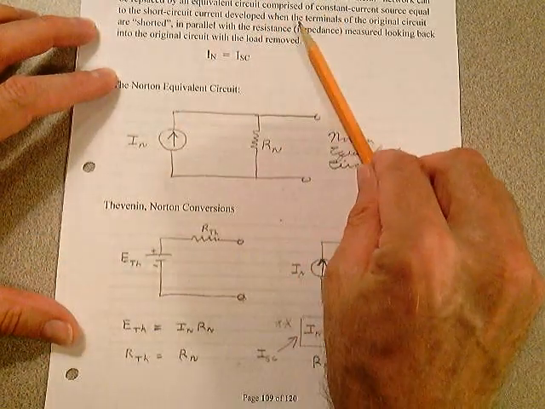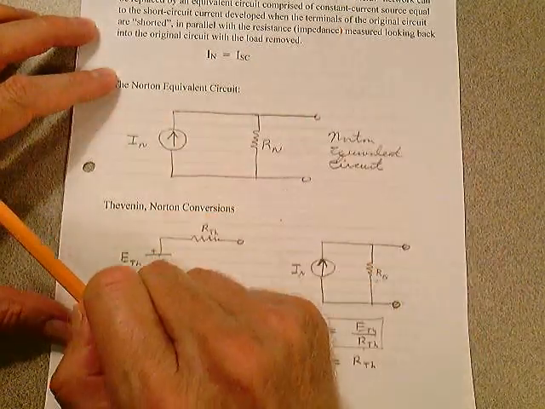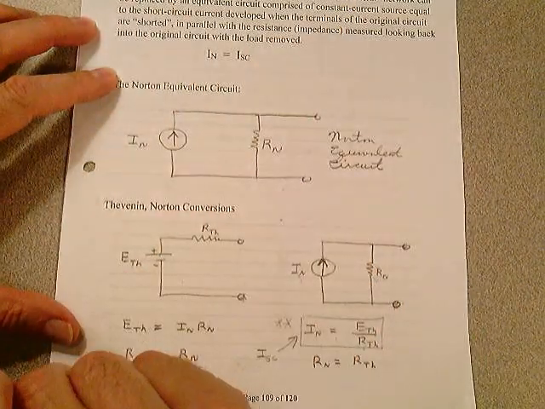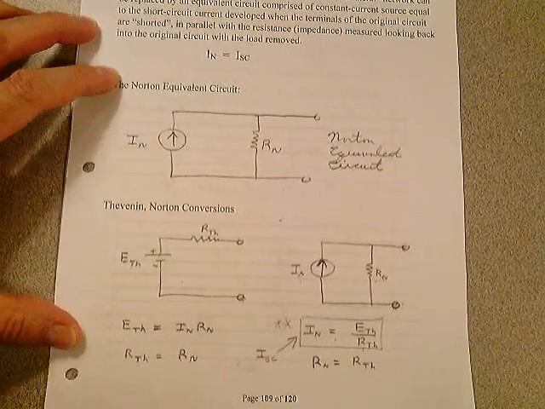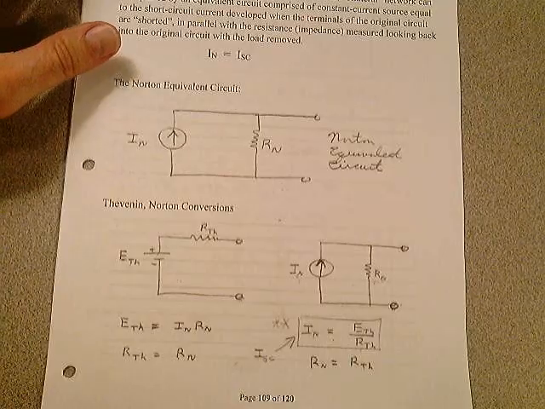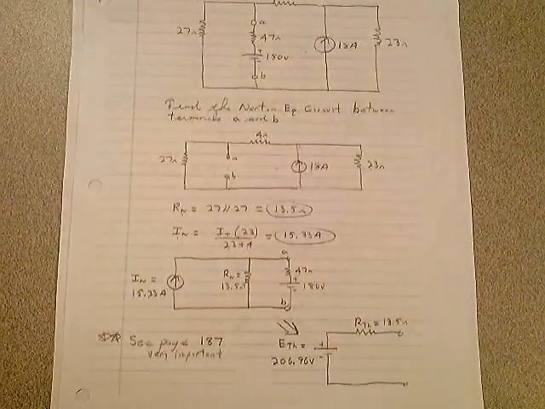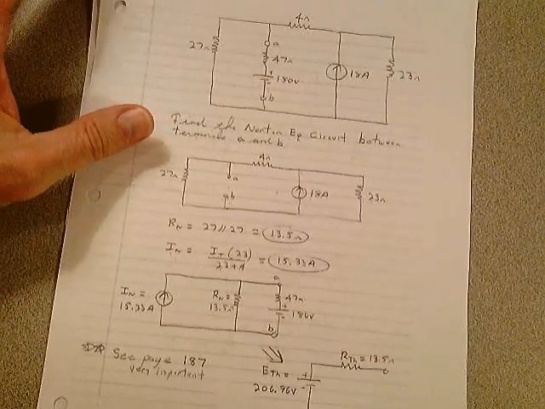In Norton's theorem, you're calculating short circuit current. That's basically what you have to remember. In Thevenin's theorem, you're calculating open circuit voltage. You use pretty much the same procedure as I gave you for Thevenin's theorem. So let's take a look at a problem here. This problem's on page 110.